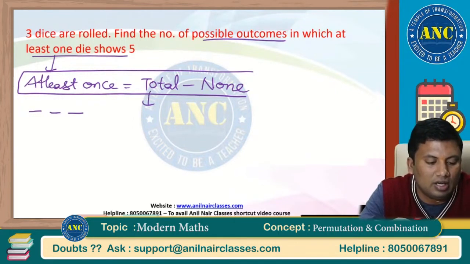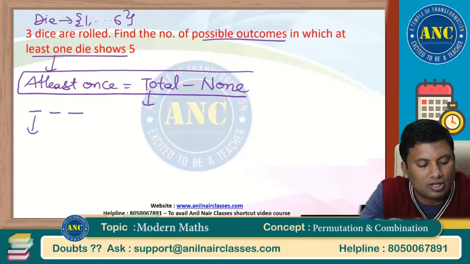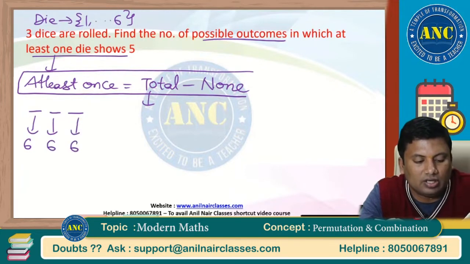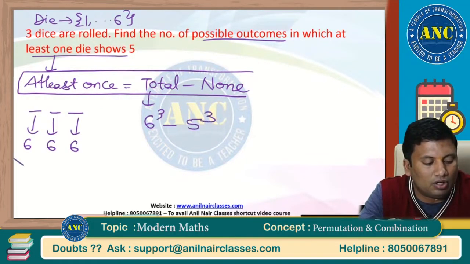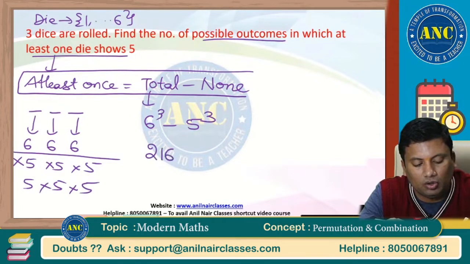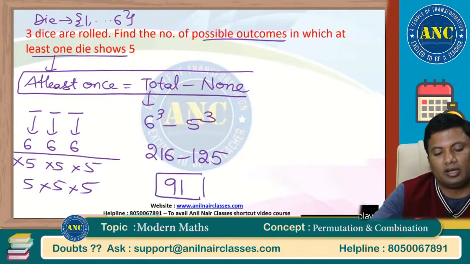A die will have numbering from 1 to 6. So here it is 6, here it is 6, here it is 6. So it is nothing but 6 cube minus 5 cube. Don't take 5, so I will get the cases 5 into 5 into 5. Answer is nothing but 216 minus 125. Answer is nothing but 91.